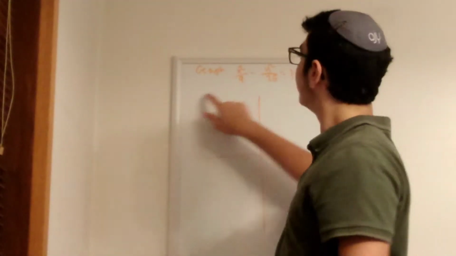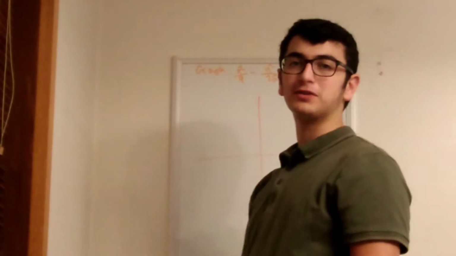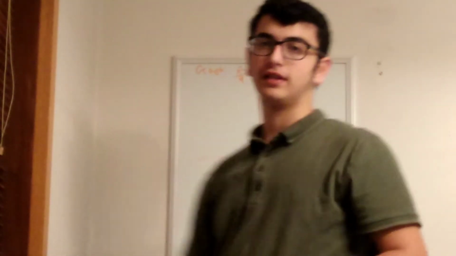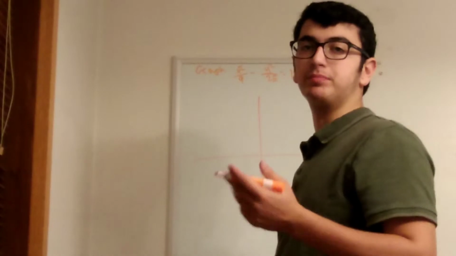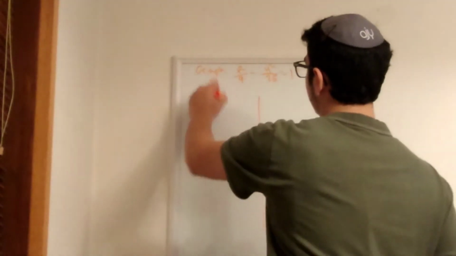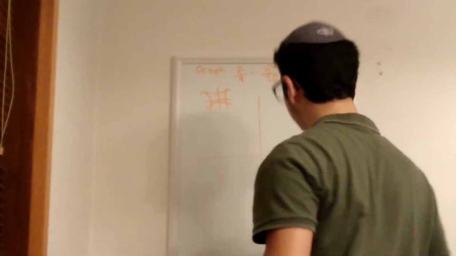In this video we're going to graph x squared over 9 minus y squared over 25 is equal to 1. The first thing to notice is that it's a hyperbola, since we have the minus here and the plus here. Hyperbolas on a graph will look like this or like this.